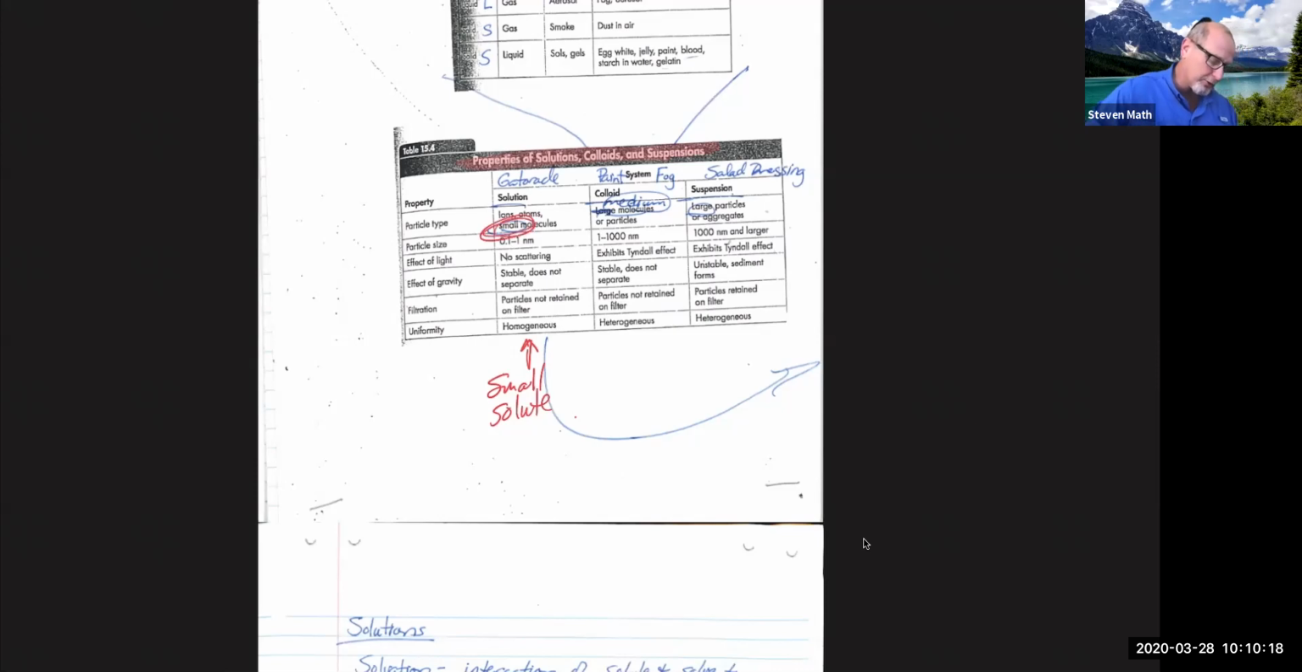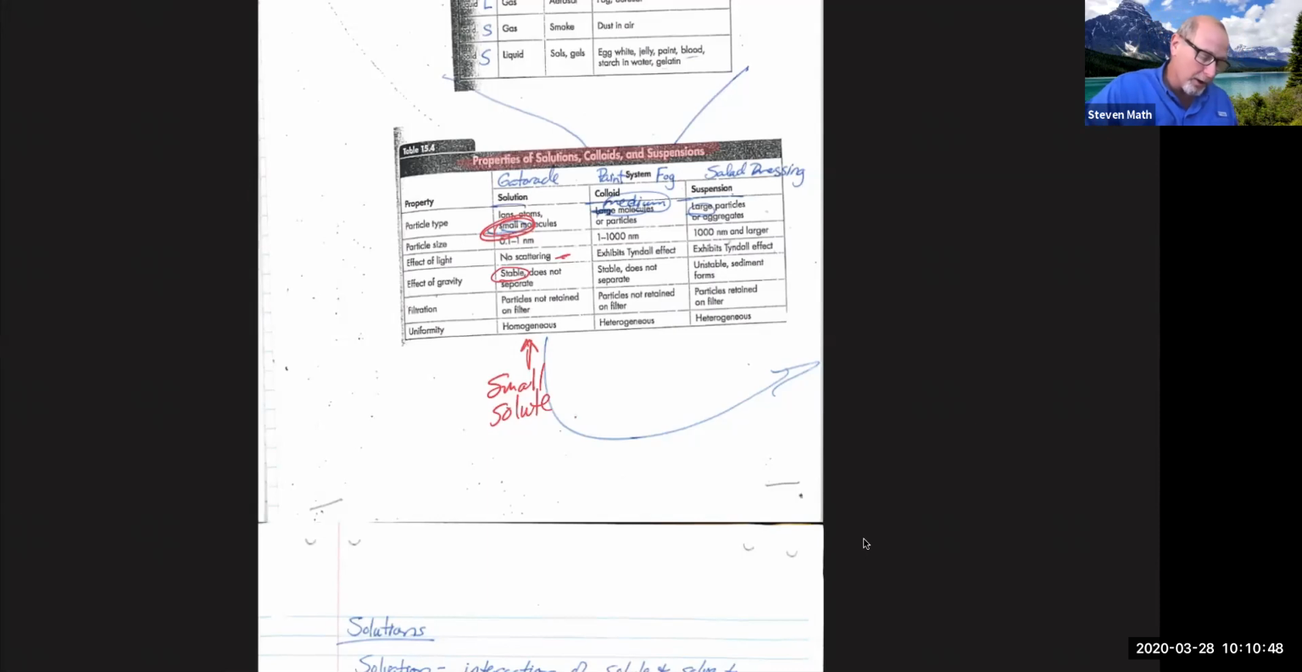These are solutions. Don't worry about memorizing the size. Just know if things are very small, they're going to dissolve. And what does that mean? There's no light scattering that goes on. These are very stable, and these particles go straight through filter paper. So if we took salt water and tried to filter it, nothing would happen. Wouldn't work. These are very homogeneous things. The whole rest of Chapter 16 we're dealing with solutions.